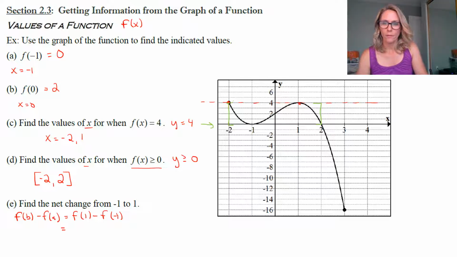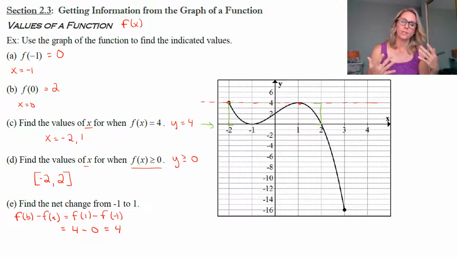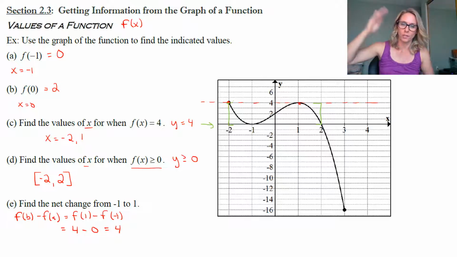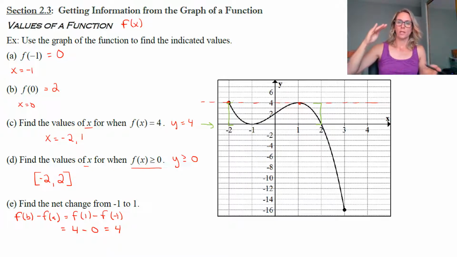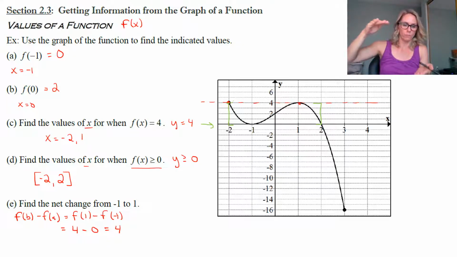All right, so we take a look. f of 1 is 4 and f of -1 is 0. So our net change is 4. Really, net change is just the change in the y values. You might notice it's just the difference between two y values. As you can see, we have -1 is 0 and 1 is 4. So the net change there is 4. Now the function could go like this, but net change is called that because it is simply the difference between two different y values, wherever they are.